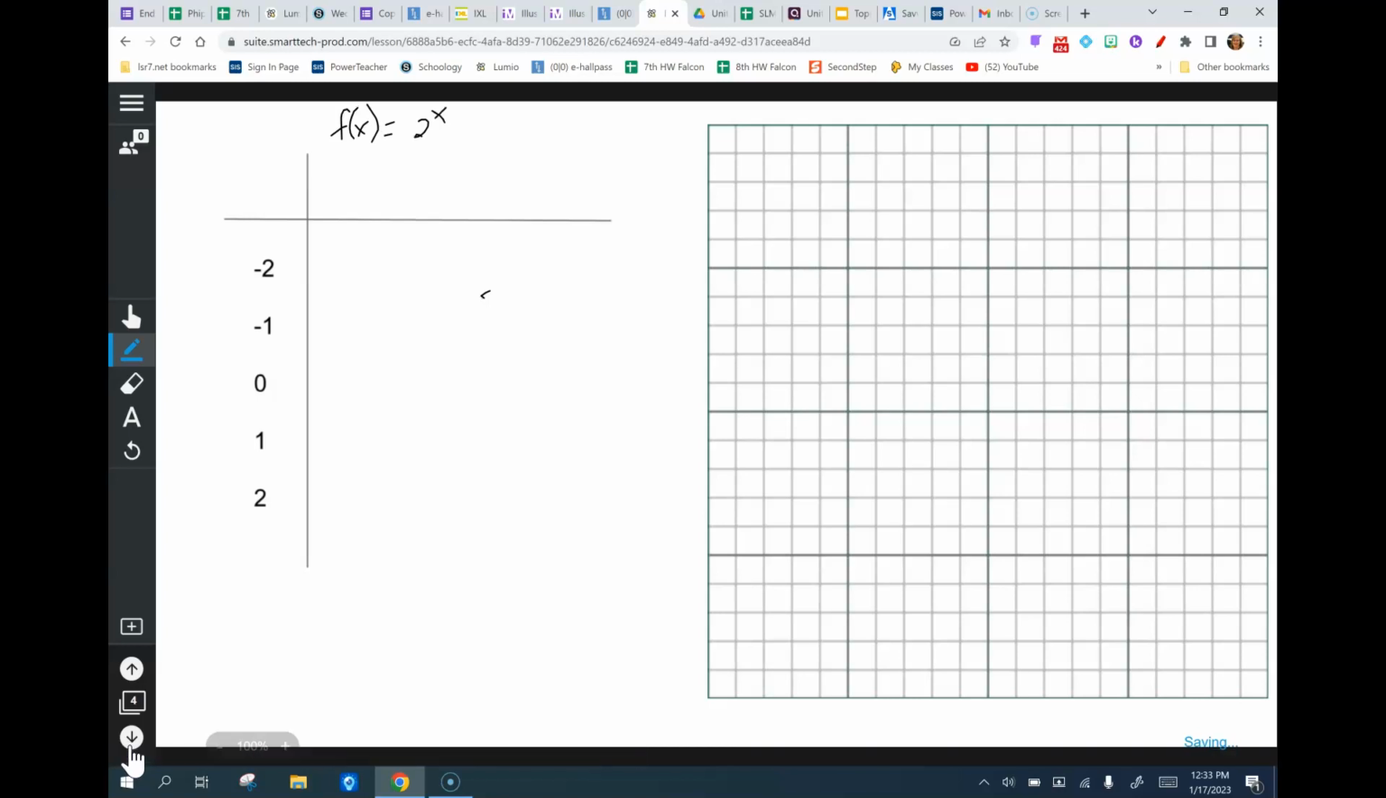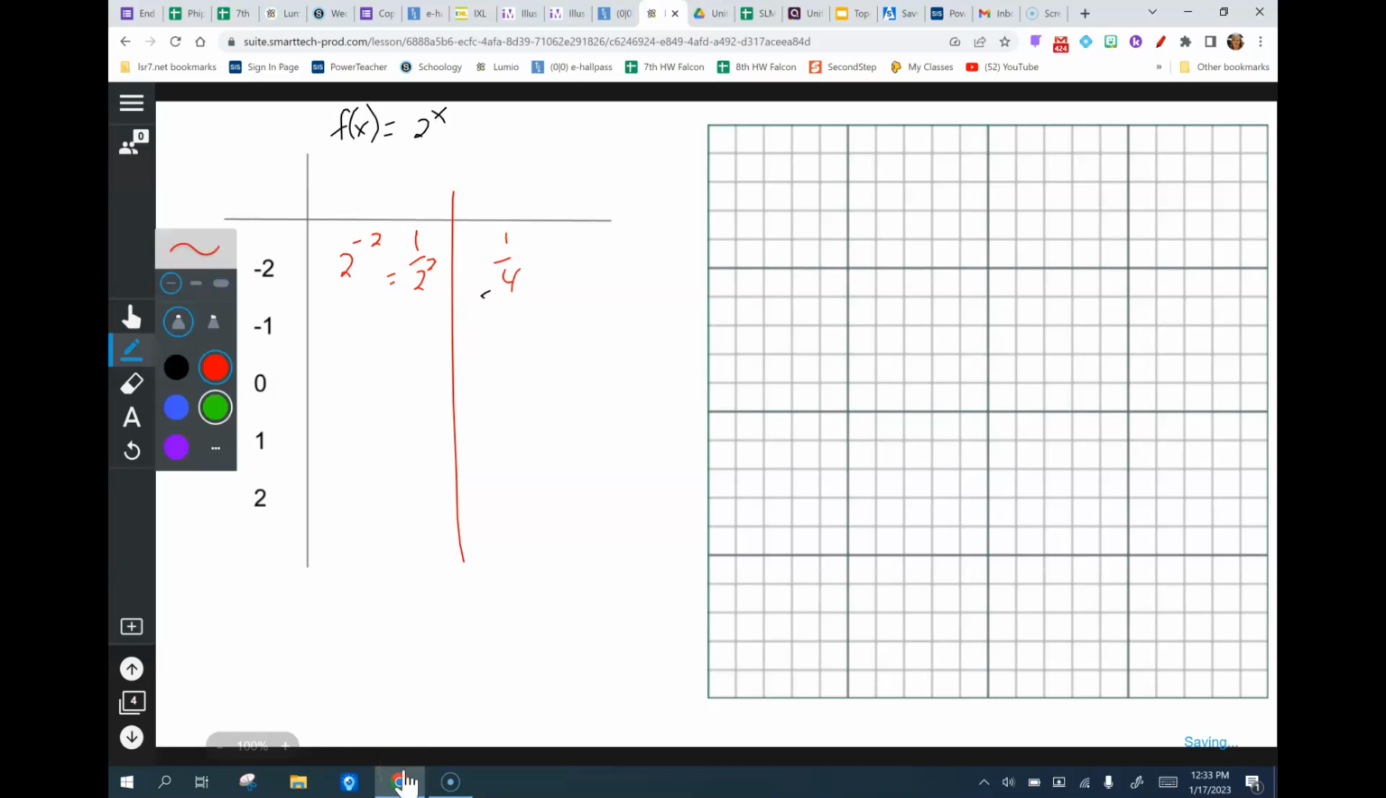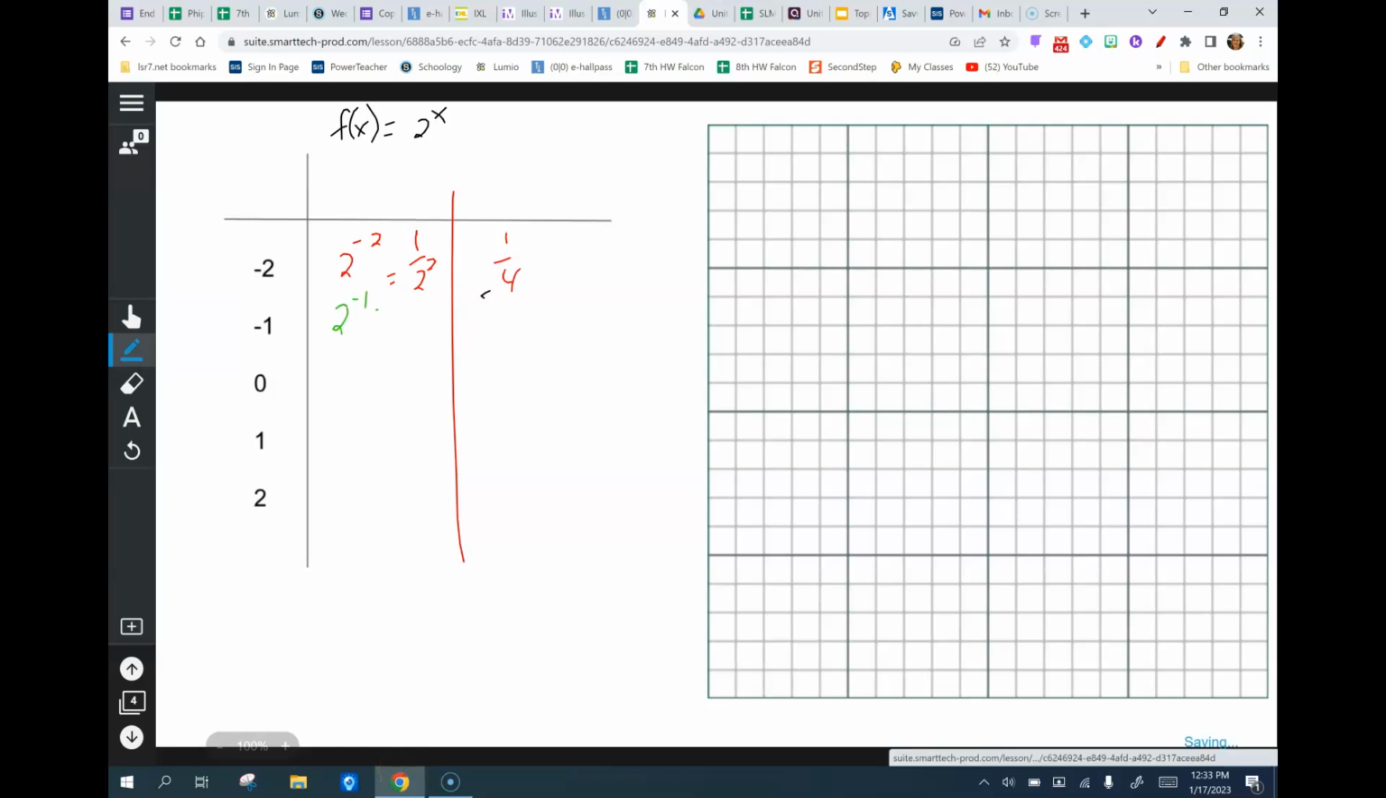Let's just first look at when we plug in values, what's going to happen with this. So this is going to be 2 to the negative 2. What does that give me? Well, think about it. That's going to flip it over, so that's 2 squared, so that's going to be 1/4. Then we have 2 to the negative 1. Again, it flips it over, so it becomes 1/2. 2 to the 0 we know is 1. 2 to the first power is 2. 2 to the second power is 4.